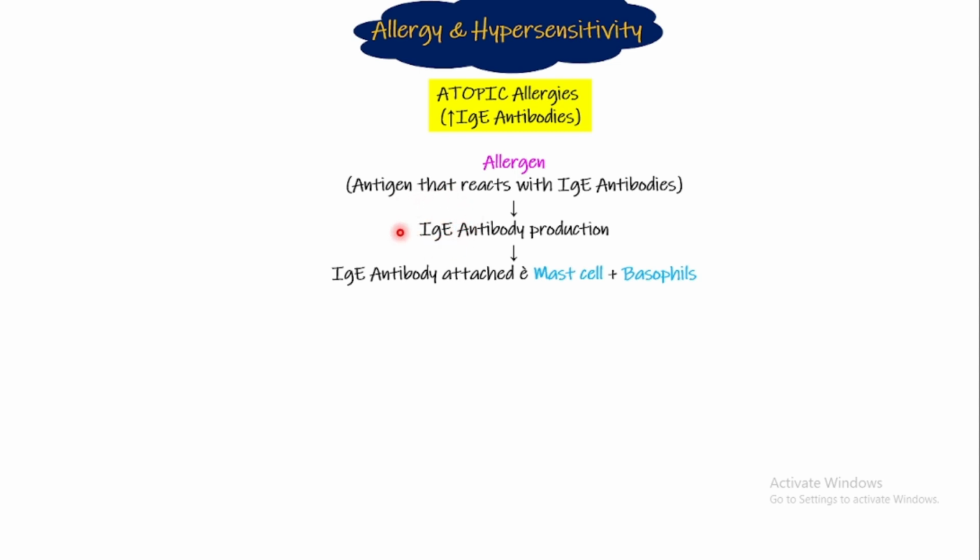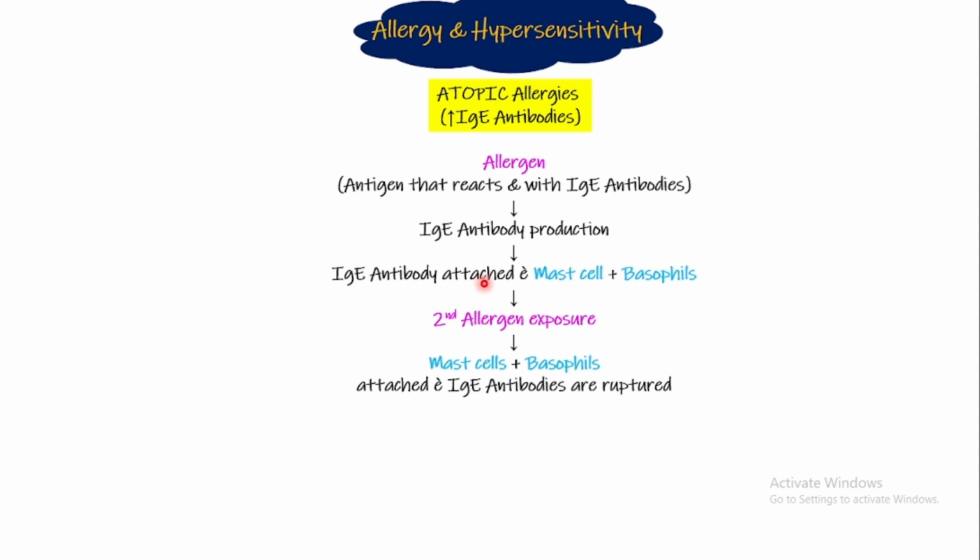Now these IgE antibodies get attached to mast cells and basophils. We have discussed this point when we were discussing mast cells and basophils. So on the exposure to allergen, IgE antibodies are produced and they are attached to mast cells and basophils. Now, on the second exposure to the same allergen, the mast cells and basophils to which the IgE antibodies were attached are ruptured. And when they are ruptured, it results in their degranulation.